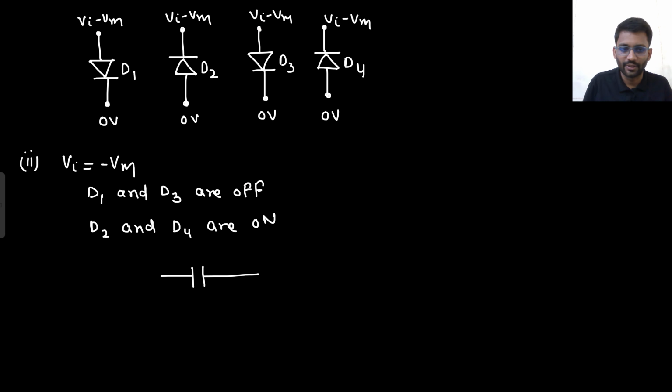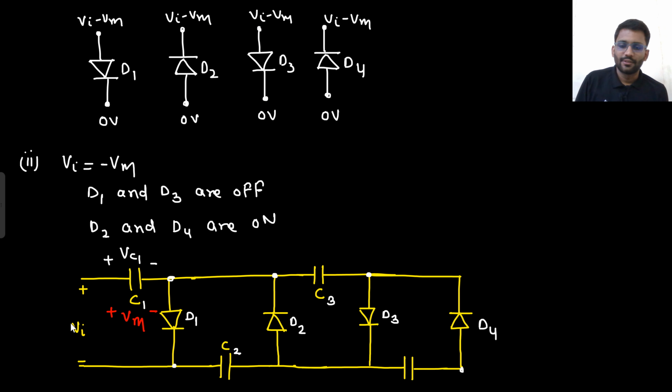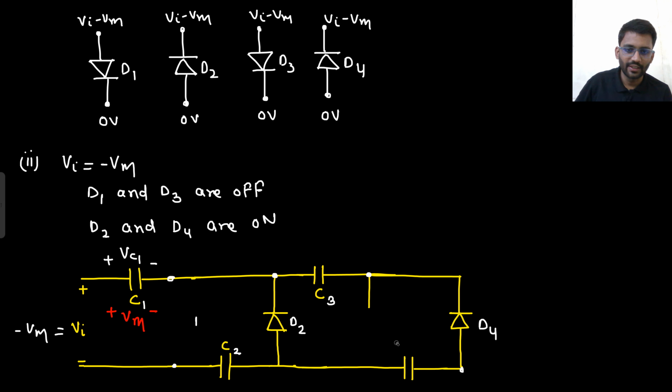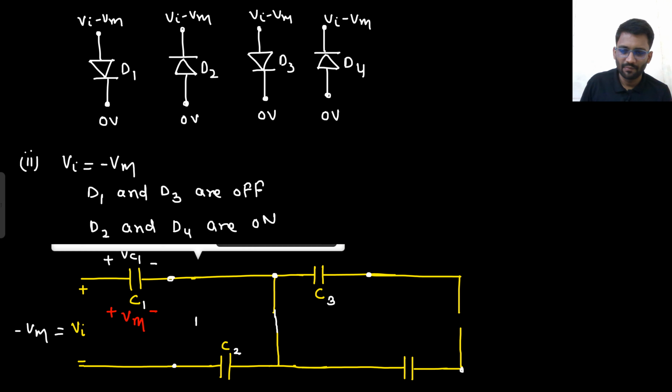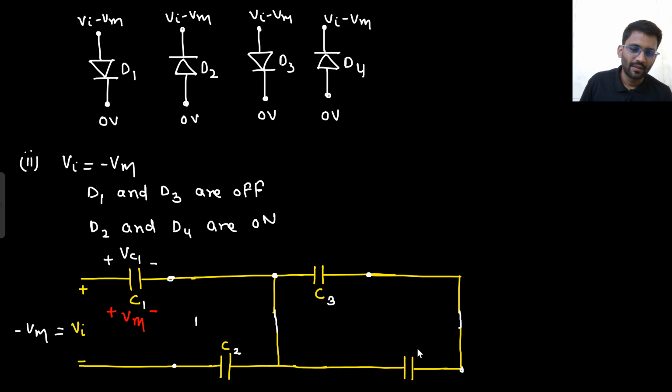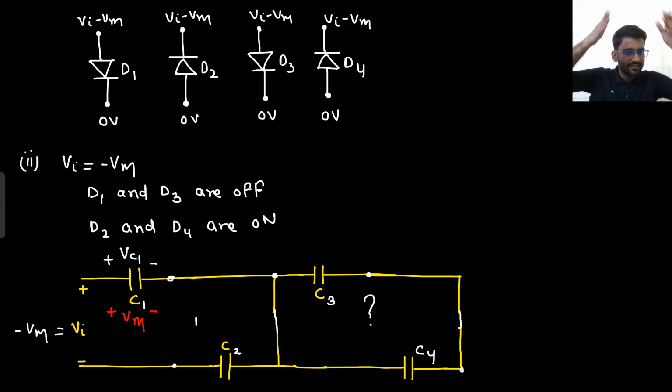What I will do, I will just simply copy this circuit. Yeah, so this would be an easier way. So D1 is off, so I can remove it off. D2 is on, D3 is off, I can remove it off. And D2 is on and D4 is on. So I will simply replace it with a straight line. Now, will there be any charge on C3 and C4? No, again, because they are pegged in zero potential. So there will be no charge on C3 and C4.